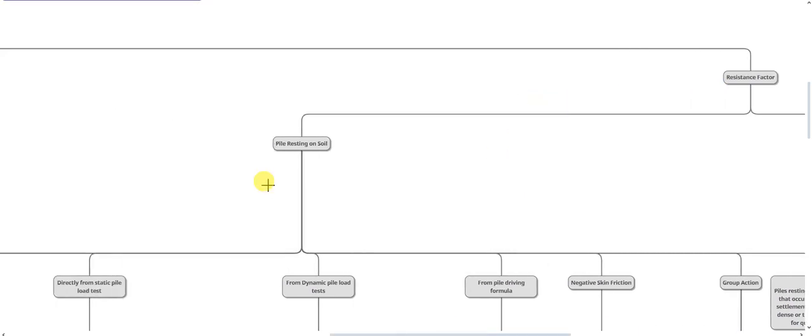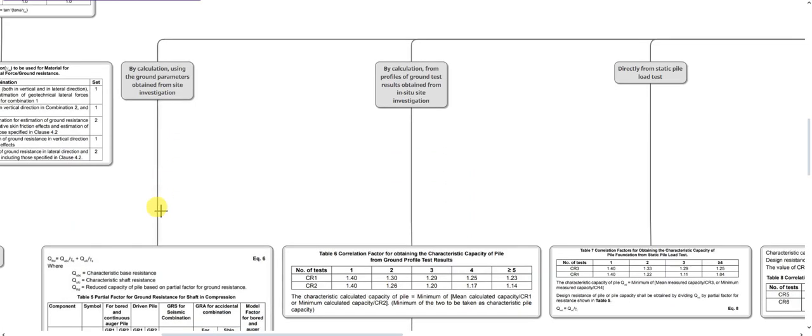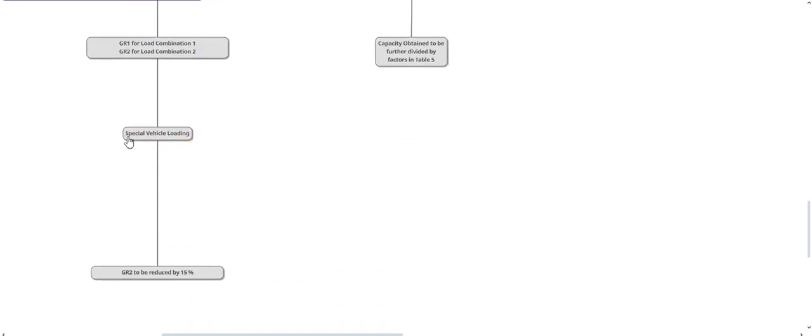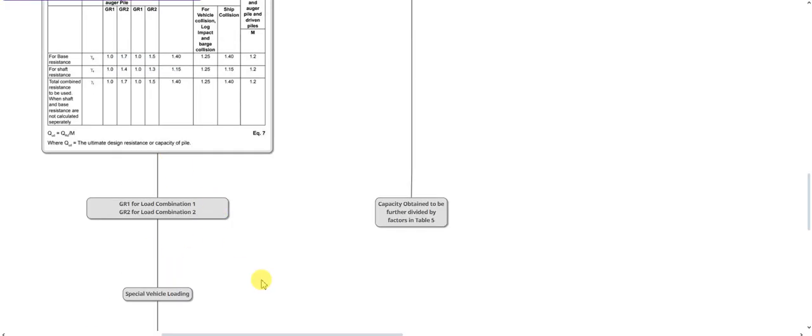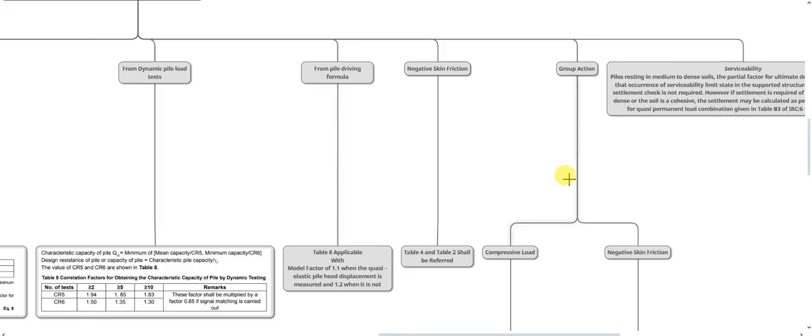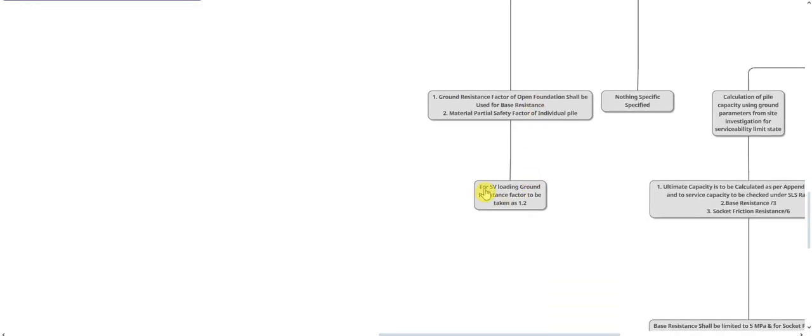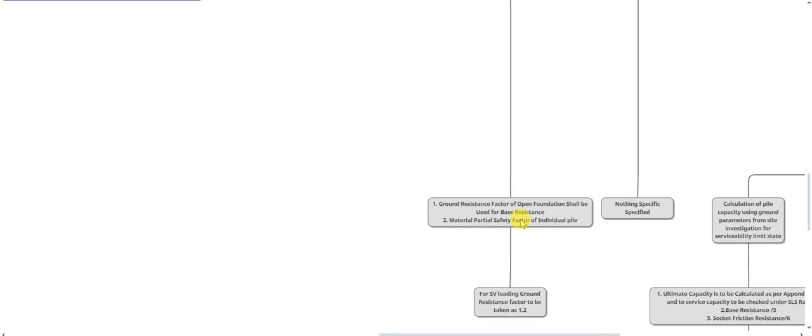So first thing, for resistance factor in piles resting on soil, we come to the very first method, that is by calculation using the ground parameters obtained from site investigation. And here it says that for special vehicle loading, the GR2 is to be reduced by 15%. And secondly, if we move on to the group action for compressive loads, for SV loading, the ground resistance factor is to be taken as 1.2. So that was it, and we'll move on to the next section of the video.